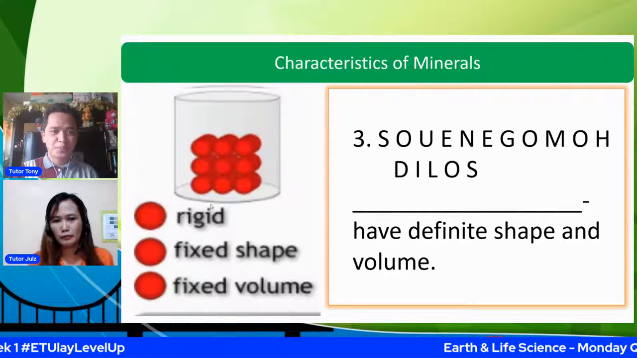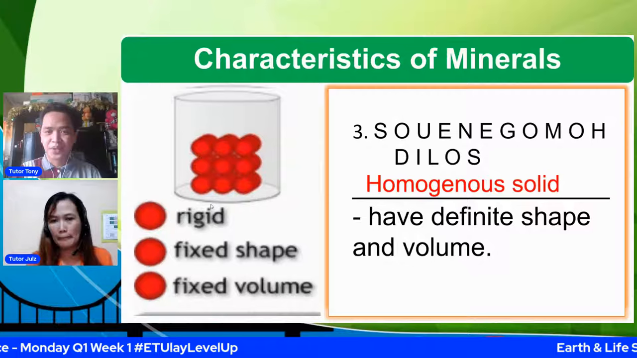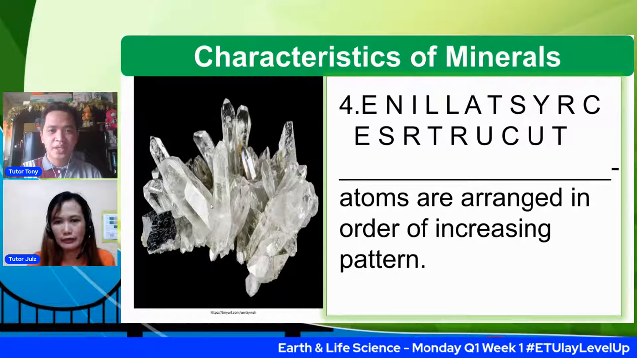Okay, we call it homogeneous solid. When we say homogeneous, they have the same characteristic, uniform. Homogeneous solid. All right, so we have homogeneous solid. Meron pa po ba tayo, ma'am? Ayan, so the fourth one, as you can see, we have here a crystal.